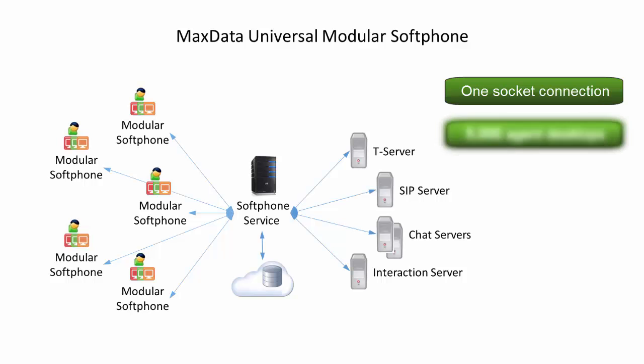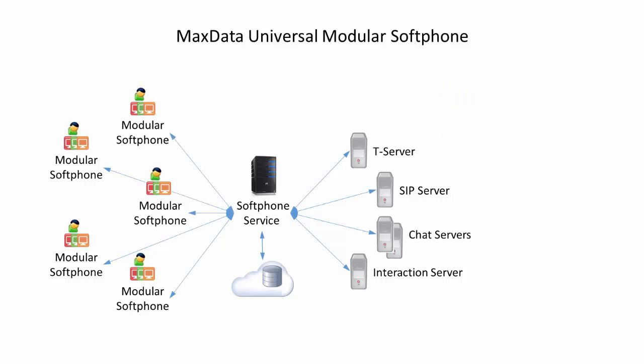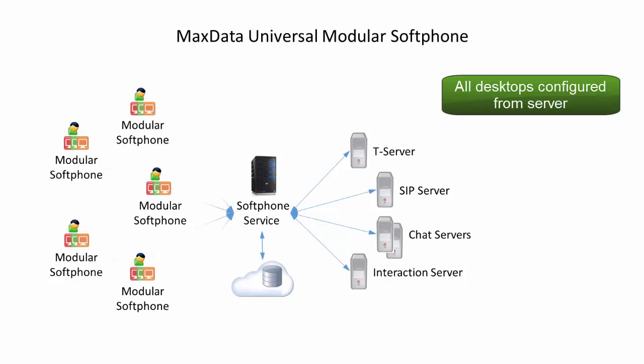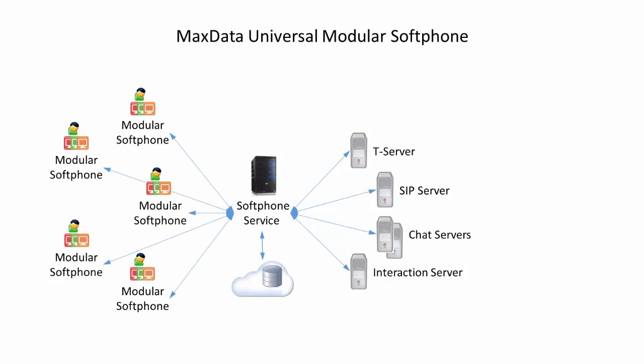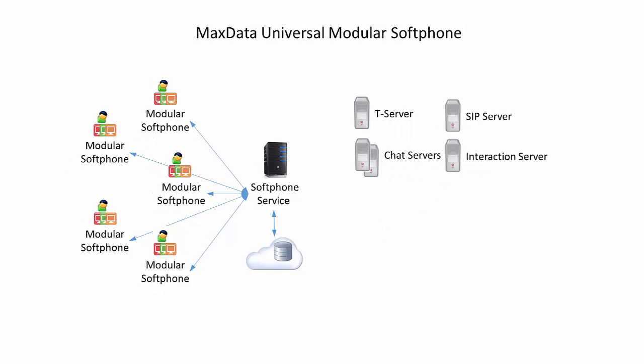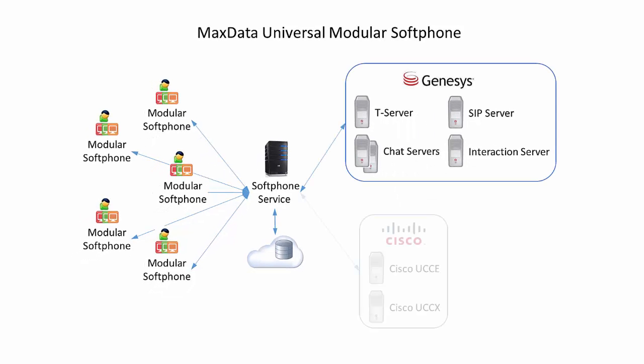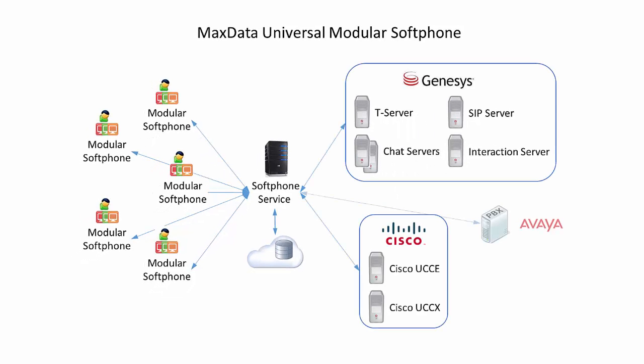We can easily scale up to 5,000 desktops with just one socket connection. Moreover, all 5,000 agent desktops can be configured on the fly by pushing data from the Softphone service. The Softphone service is agnostic to the routing environment and works equally with Genesis or Cisco or any PBX. In fact, it can work in parallel with all of these routing environments.